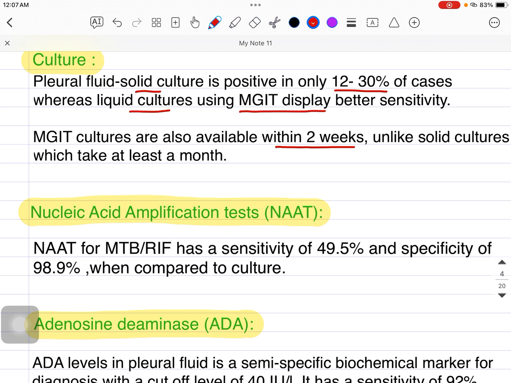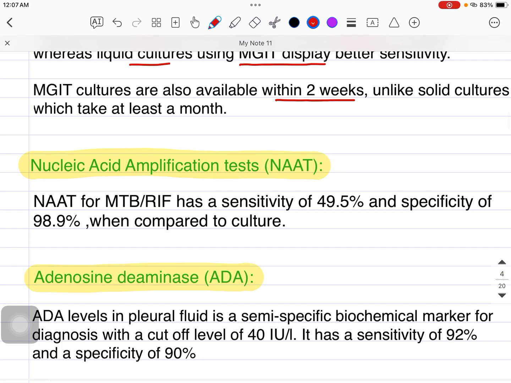Okay, what about the nucleic acid amplification test? That is the NAT test, and as far as the NAT test is concerned, for MTB or RIF, it does not have a very good sensitivity, around 49.5%, but the specificity is very good. That's why we are routinely doing the NAT test over here, the specificity being 98.9%. So they say that if you have availability of the NAAT, nucleic acid amplification test, then you should definitely do it. If you don't have availability, then obviously you will not be able to do it.